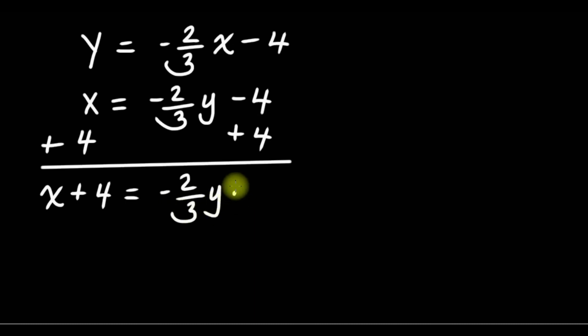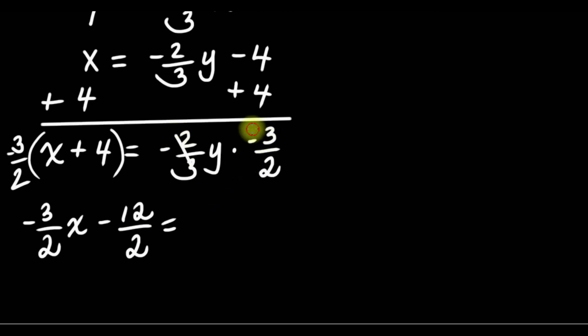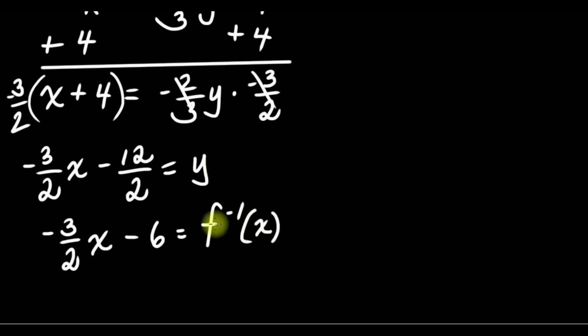And then I would have to multiply by the reciprocal of negative 2 over 3 to get rid of it. So that would be negative 3 over 2. And then multiply this by negative 3 over 2. Okay, so this would be negative 3 over 2x minus 12 over 2. When you multiply negative 2 over 3 with negative 3 over 2, you get 1. So you're left with just y. So the inverse is going to be negative 3 over 2x take away 6. And then this y right here is going to be the inverse. So we'll use the inverse notation to replace it. So this is the inverse.